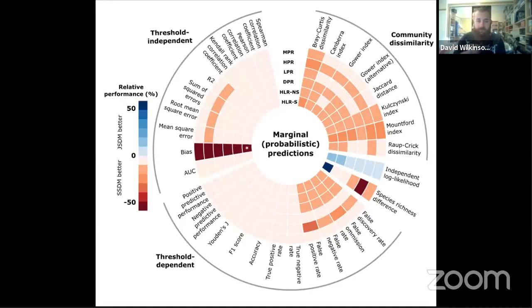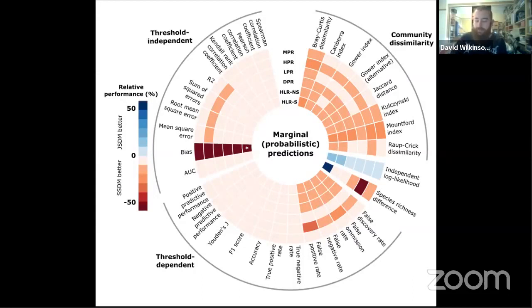So as far as a comparison, because how well do these models compare, I've generated some heat maps like this. Each concentric ring is a different model, and each ray is a different metric. All these metrics are evaluated on different scales. Some are 0 to 1, others are negative infinity to infinity. So we've expressed these as a relative performance measure. All of these rings are a JSDM relative to the standard stack model in its performance. Anything in blue, the JSDM has performed better than the standard stacked model. Anything in red, the JSDM has performed worse.